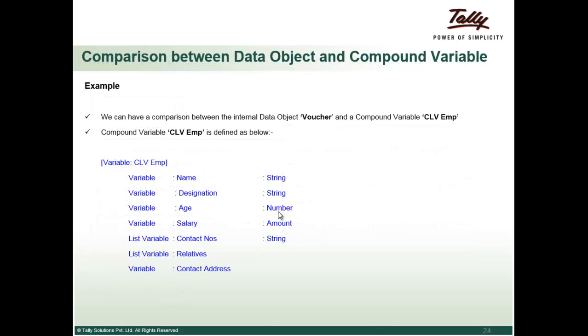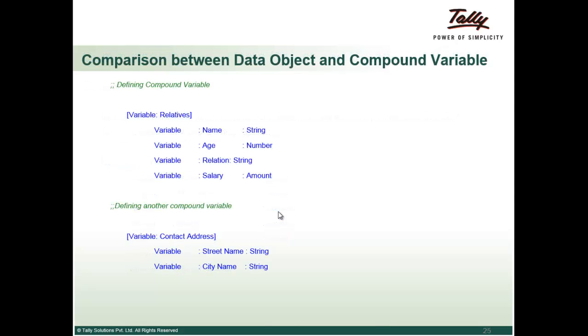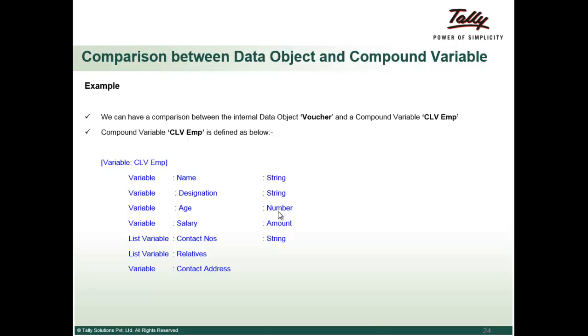So now the comparison. With an example, we already saw the comparison, but we will just go through an example to see how we can draw comparisons between the data object and the compound variable. So there is an example, CLVM. This is a compound variable, and here there are 4 variables: name, designation, age and salary, which are simple variables, and we have a list variable, contact numbers, which is a simple list variable, and we have a list variable called relatives. So let us see how this relatives is defined. The relatives is a compound variable, so the list variable relatives will be a compound list variable.